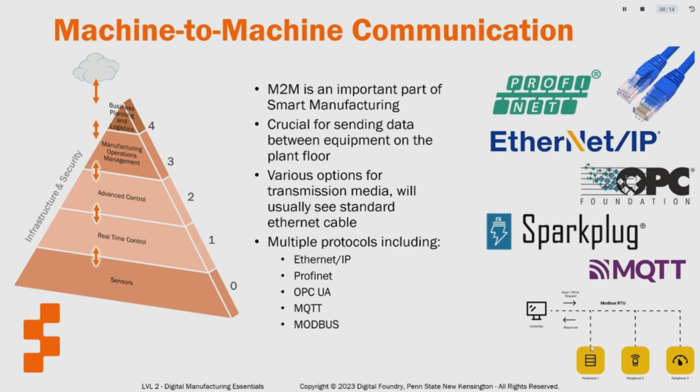The last point I want to hit on in this episode is the importance of machine-to-machine communications. M2M is crucial to smart manufacturing in that it describes how information is sent to and from different levels of the ISA 95 automation pyramid. Typically, you will see a standard Ethernet Cat6 cable for secure connections, but nowadays wireless connections are becoming more common. There are multiple protocols or languages to choose from, such as Ethernet IP, often seen with Rockwell, Profinet, seen on Siemens, OPC UA, which is a server client model, MQTT, and Modbus.